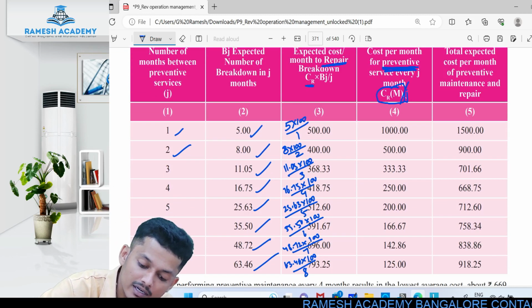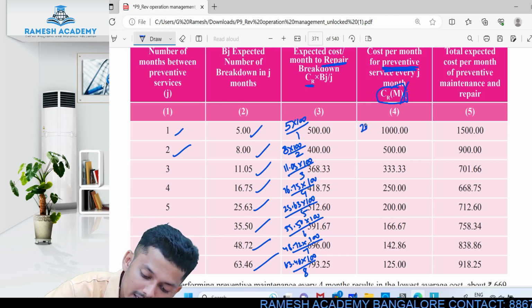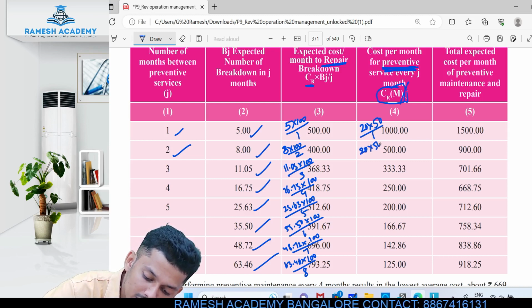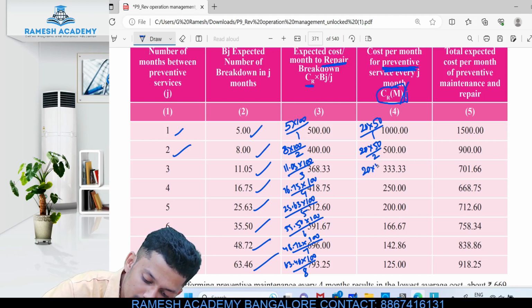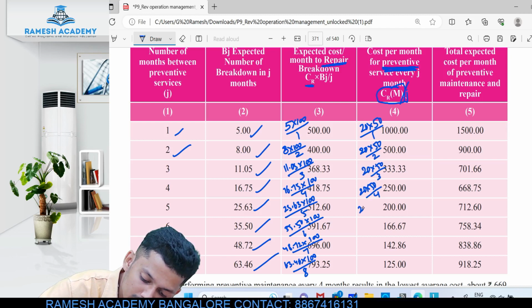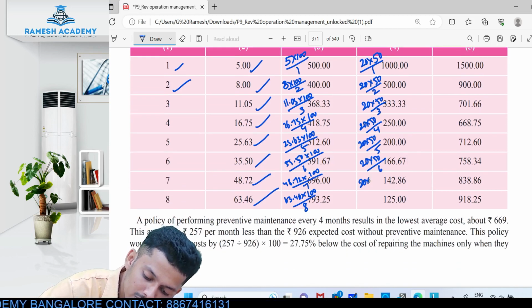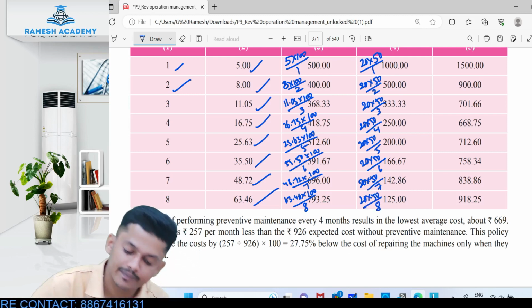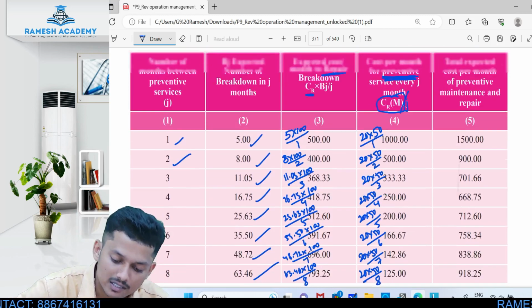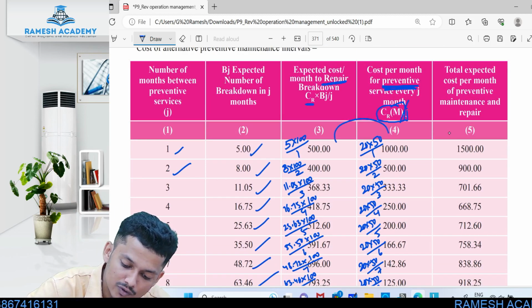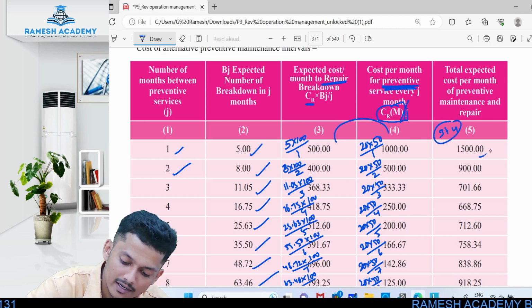Here, CRM is nothing but 20 into total 50. 20 into 50 by 1, 20 into 50 by 2, 20 into 50 by 3, and so on up to 20 into 50 by 8. Okay, clear all this? Next you have to add these two, that is 3 plus 4. 3 as well as 4 you have to add and you get this.